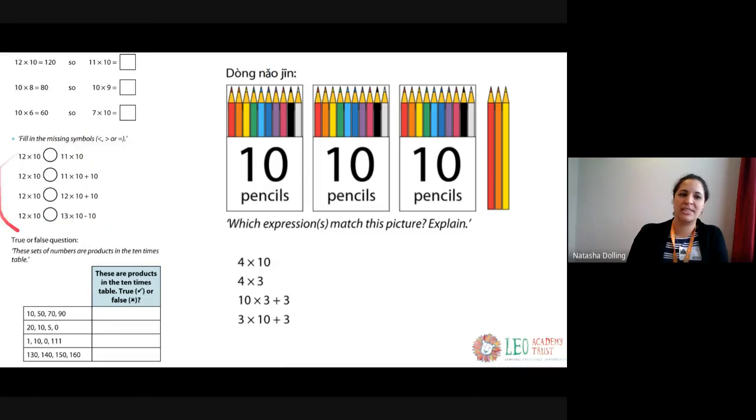We're going to come across lots later. Is 12 times 10 bigger or smaller than 11 times 10? It's a nice one to start with, but then look at where it goes to. Is 12 times 10 bigger or smaller or equal to 11 times 10 add 10, etc., going through just like we did before. So again, it's deepening and stretching and applying their knowledge of times tables facts.